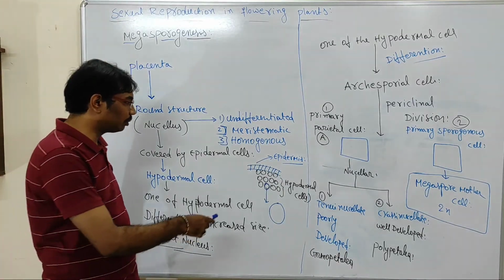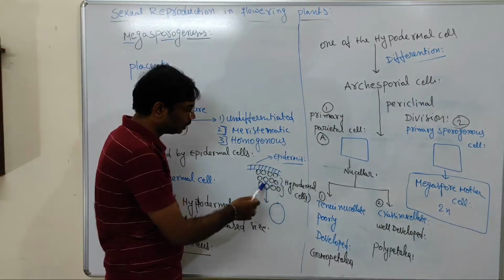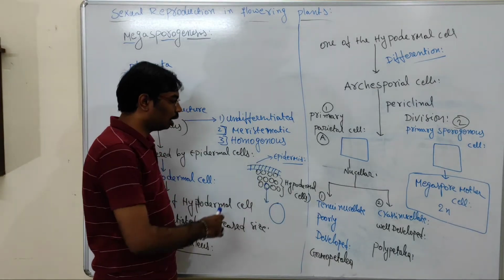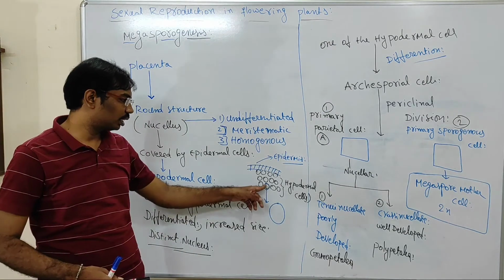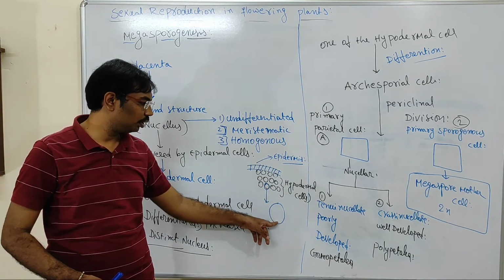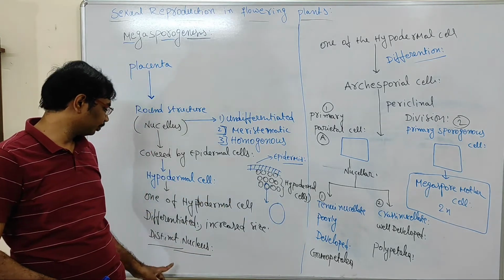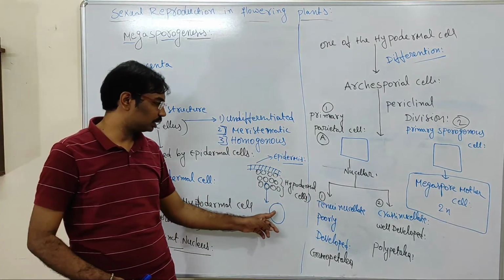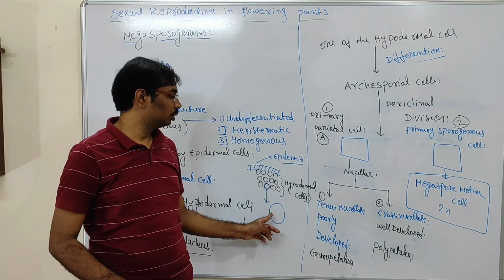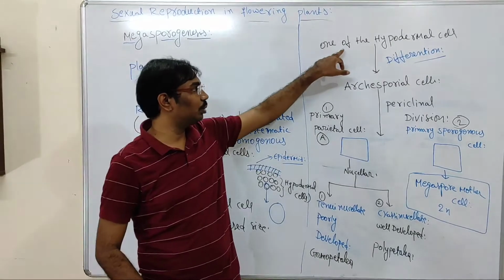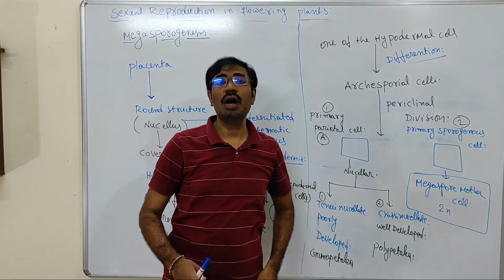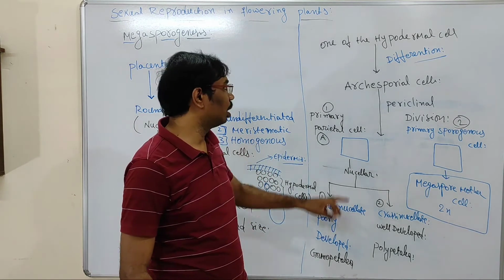Count the hypodermal cells: 4 plus 4 plus 4, totally 12 hypodermal cells are present in this area. Out of that, one hypodermal cell is differentiated, increased in size, and has a distinct nucleus. The hypodermal cell that is differentiated is converted into the archesporial cell.